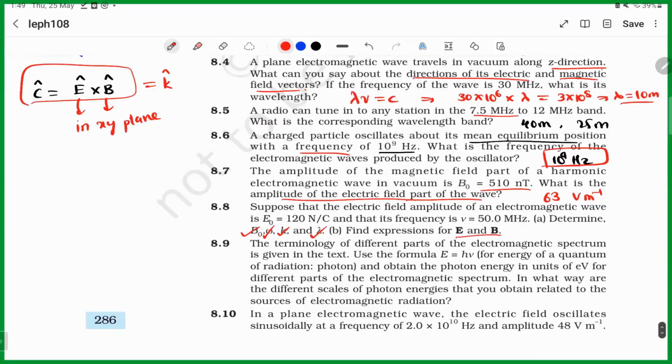We need to find expressions for electric and magnetic fields. Now, sadly, this is a very ambiguous question because we're not given any vector constraints. We are not given any situation, like the light wave traveling along a certain direction or something. So we'll make a few assumptions.